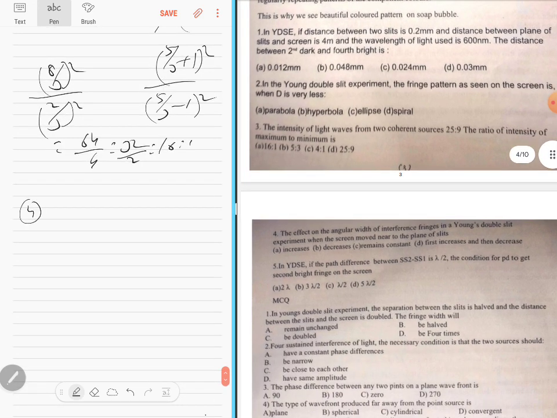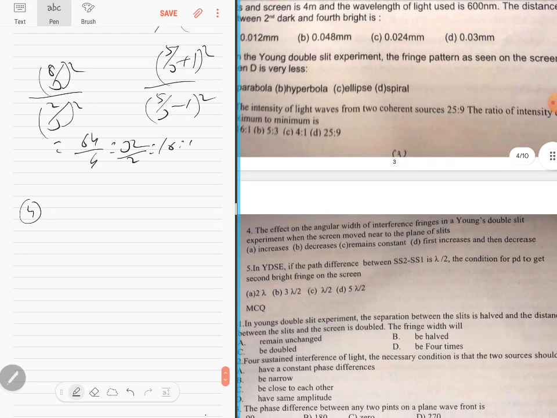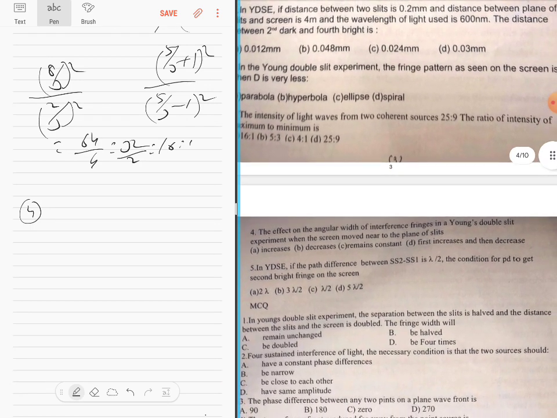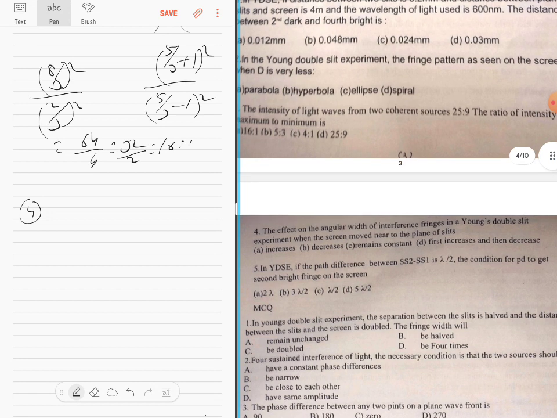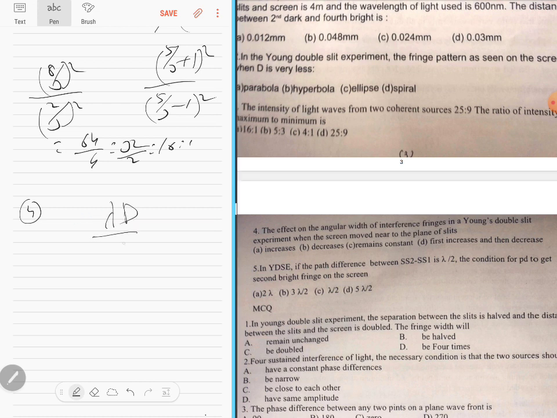The fourth question: the effect on the angular width of the interference fringes in Young's double slit experiment when the screen is moved nearer to the slit, which means capital D is decreasing. Fringe width is lambda into capital D by small d. As capital D is decreased, the fringe width will also decrease.